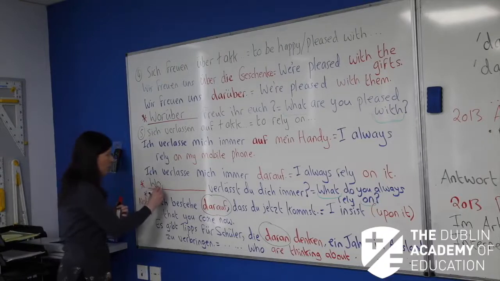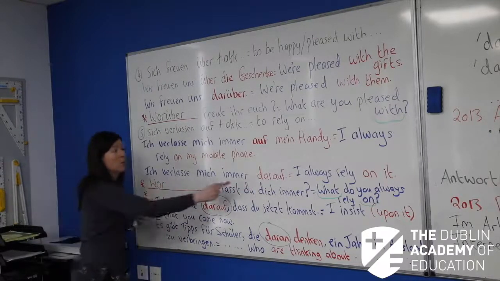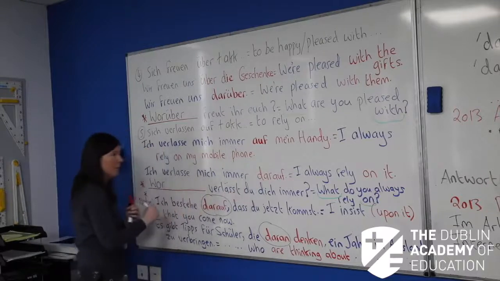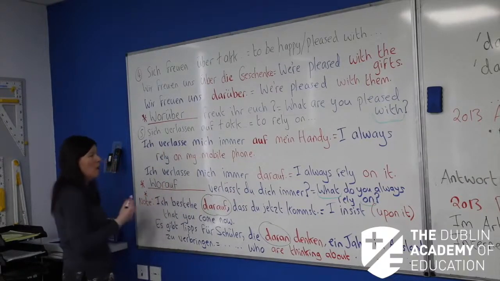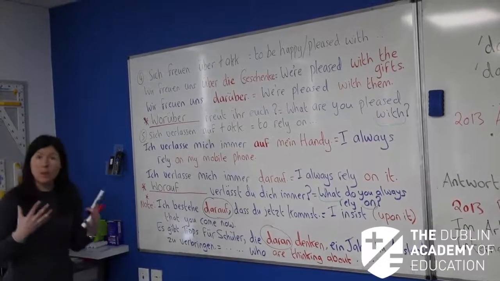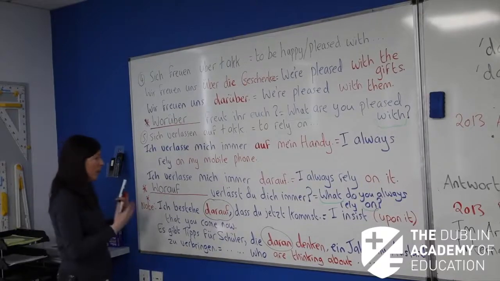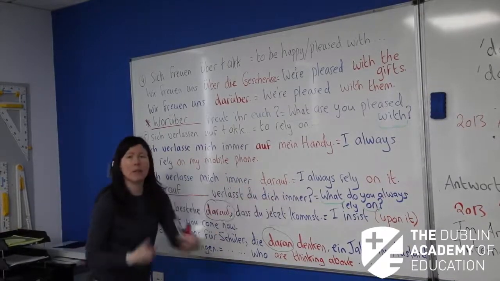We need the wo, because it's here. The darauf. All you're doing really is changing your da to wo from the darauf. So worauf verlässt du dich immer? Or if it was in the oral, or in any part of the paper, worauf verlassen Sie sich immer? That's what you'd be asked.